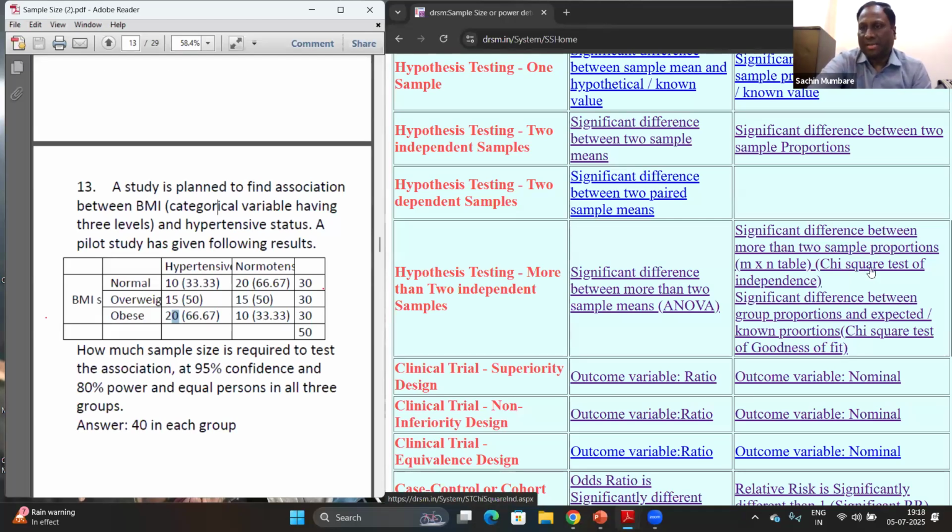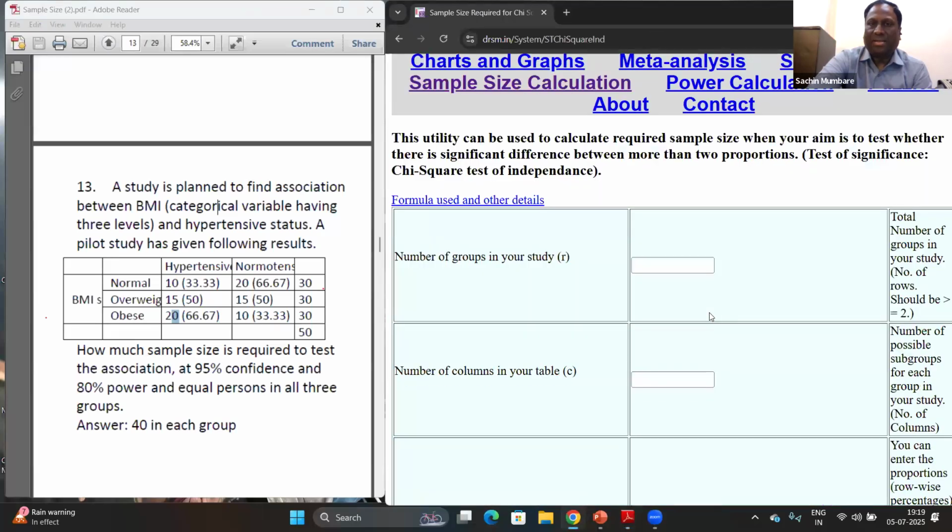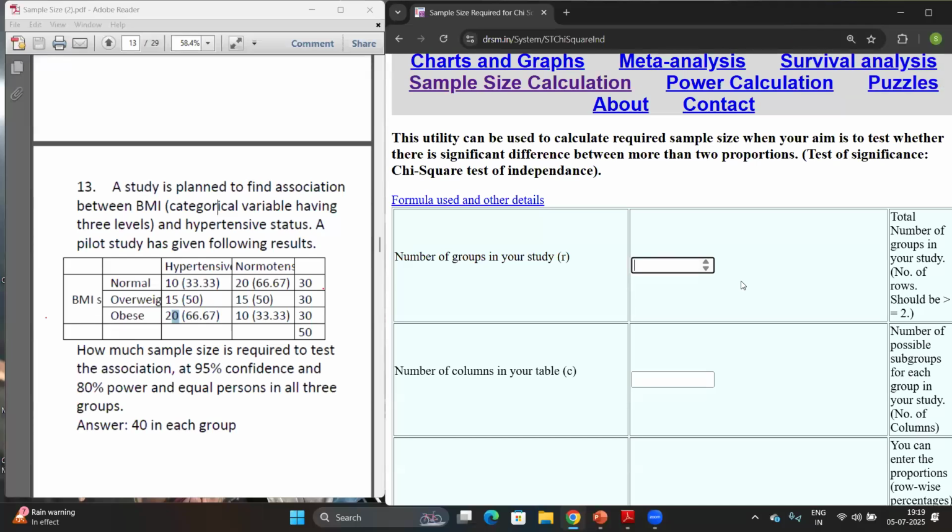Can you see here? Yes, sir. Okay. Significant difference between more than two sample proportions or chi-square test of independence. Okay. So I will click on this link. Now, how many groups or rows are in your study? How many rows are there? 3 rows. Okay.